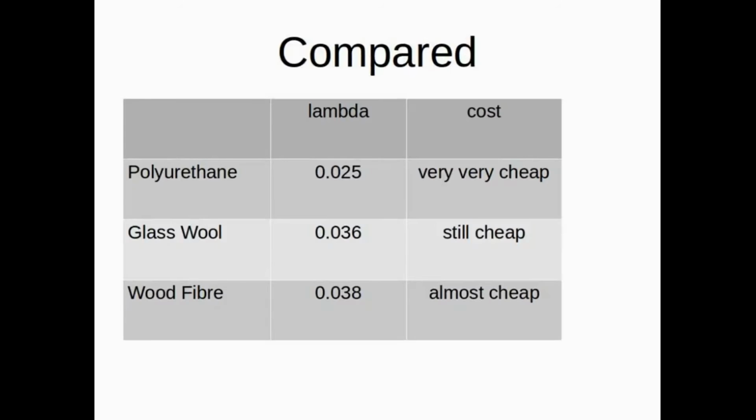So here's the overview. Polyurethane: really cheap and excellent insulation properties, on paper that is. Glass fiber or glass wool: still very good insulation properties, also not very expensive. And then finally wood fiber, 0.038 lambda value, which is below the rest, and also it costs more. So the question is, why would you use wood fiber instead of a really cheap product like polyurethane, which even has the best properties? Well, in this video we will try to explain this to you.